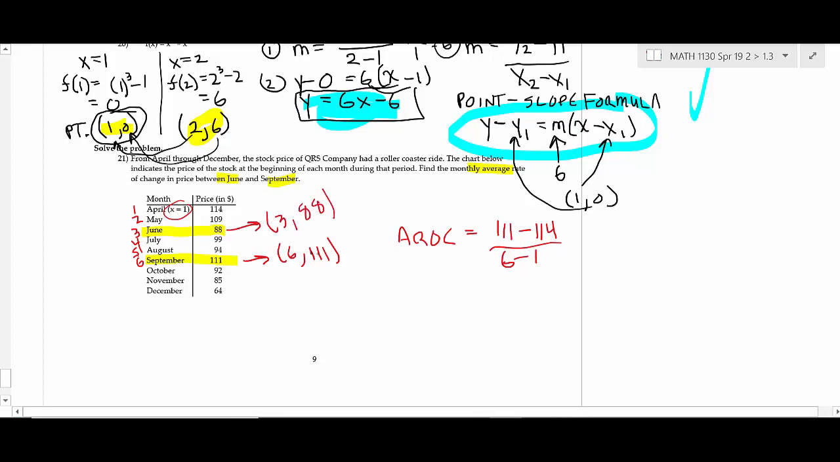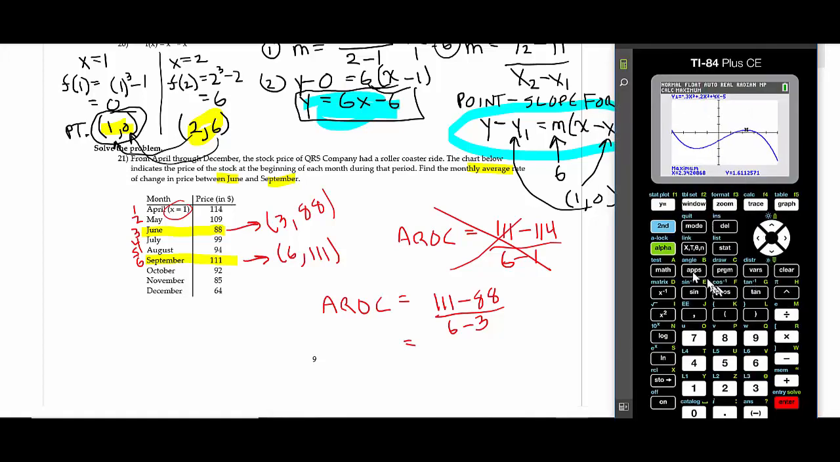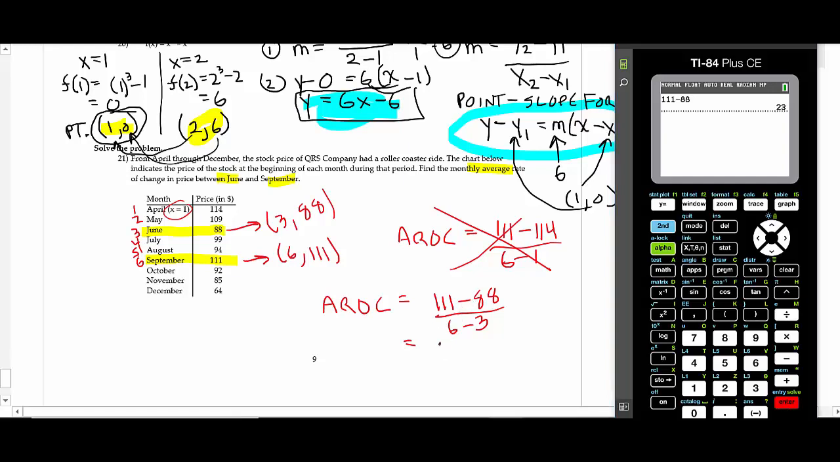So what you do on this is the average rate of change. You could do whatever order you want. We do 111 minus 88. If I do that order, then I've got to do 6 minus 3. So be sure you do them in the same order. And then you can calculate that. We can either get a decimal or a reduced fraction if you want. So we have 111 minus 88, all over 3. So that's 23 over 3. That's a good answer. That's the average rate of change. You can just have a fraction like that.